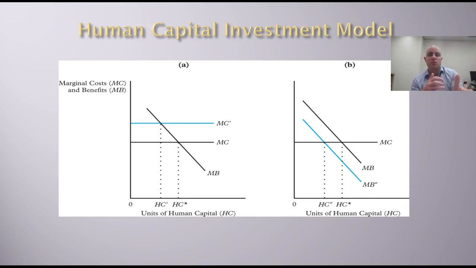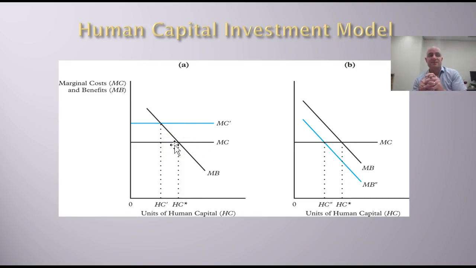Your decision will come down to comparing the benefits and the costs. And when you look at marginal benefit and marginal cost, you know that you're going to maximize your net benefits where the two equal each other, so where the additional benefit equals the additional cost. And so in this case, it's HC star. But that can change, however.